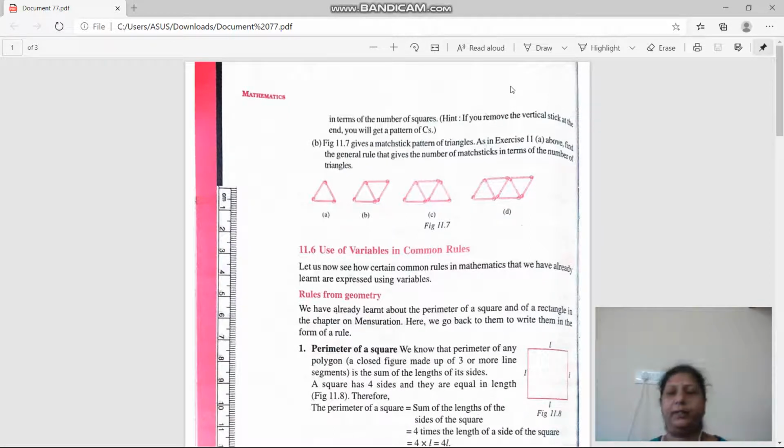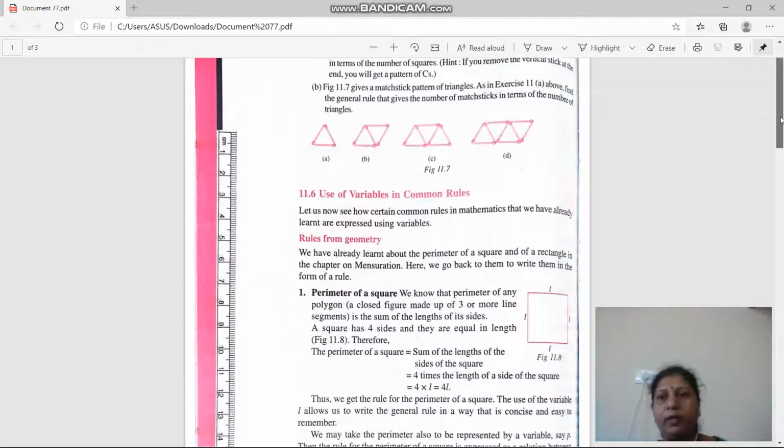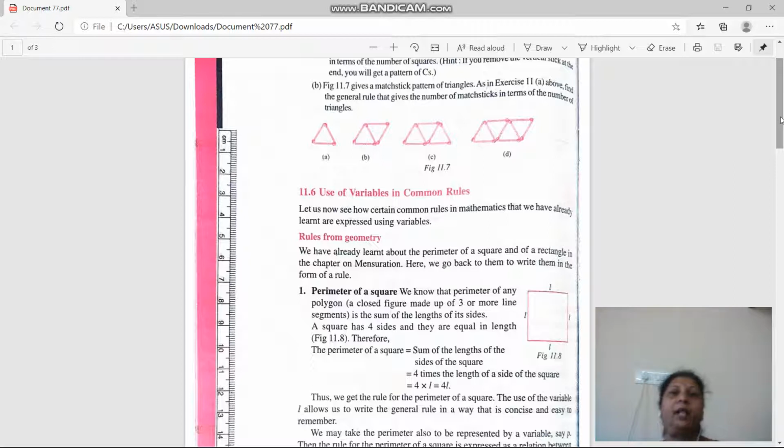Perimeter of a square. So, what is perimeter? Sum of all sides. And can anyone explain about a square? A square is a quadrilateral having four equal sides, and all angles are right angles, right? So, in this diagram, that is 11.8, everyone has seen the diagram? Here we suppose the side is L, and we consider the perimeter as P. So, how many variables are used here? Two, P and L. Get it?